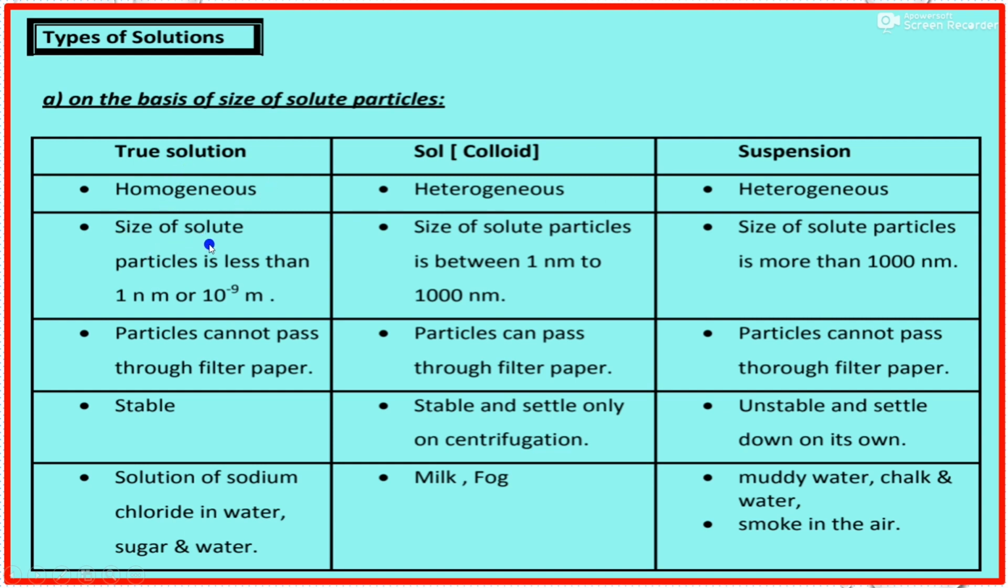In true solution, size of solute particles is less than 1 nanometer, that is less than 10 to the power minus 9 meter. And in colloid, size of solute particles is between 1 nanometer to 1000 nanometer. In case of suspension, size of solute particles is more than 1000 nanometer. In true solution, particles cannot be separated by filter paper. In colloid, particles can pass through filter paper. In suspension, particles cannot pass through filter paper.